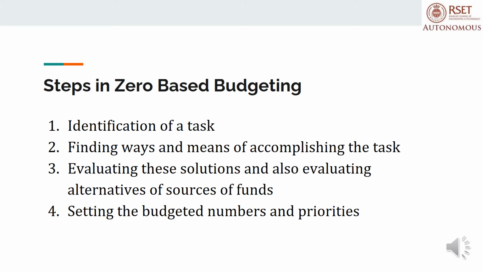Let us now look into the steps involved in preparing zero-based budgeting. The first step, identification of the task. Second one, finding ways and means to accomplish the task. Third step, evaluating the solutions and also evaluating alternative sources of funds. And finally, setting the budgeted numbers and priorities.